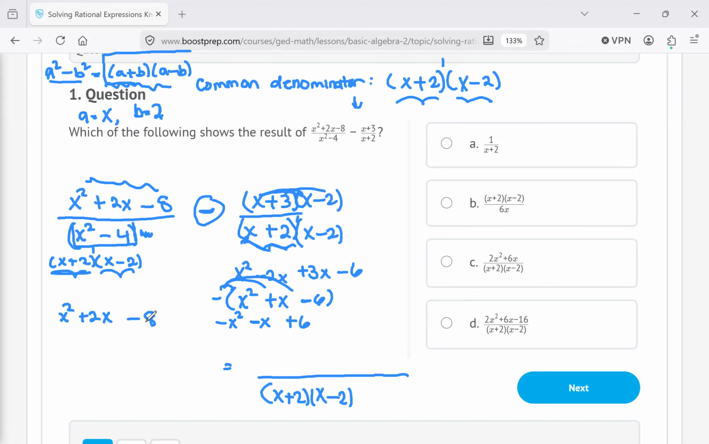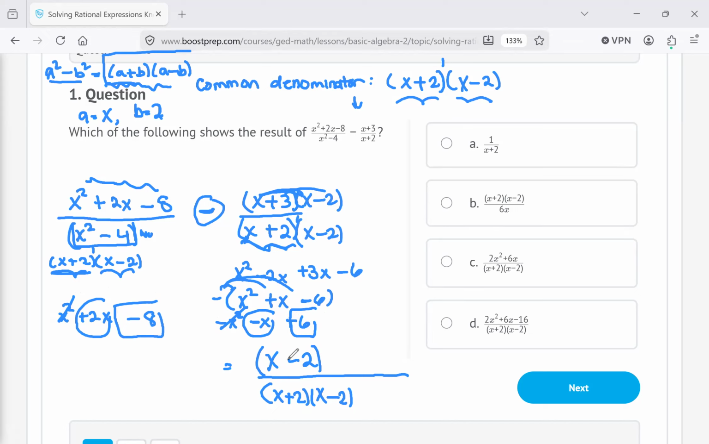And then it's all about collecting like terms. So what can you collect or what can you cancel? It looks like the x squared cancels, right? You have an x squared and negative x squared that cancels. And then you can collect this 2x and this negative 1x, which is just positive x. And then you can collect your constants, negative 8 and positive 6. What is negative 8 and a positive 6? Negative 2. If you want, you can write this out as one parentheses.